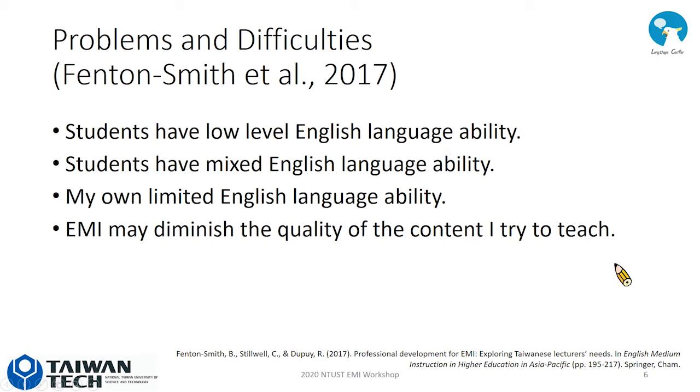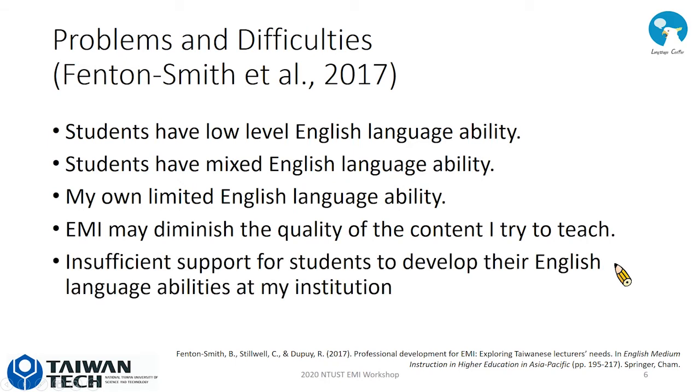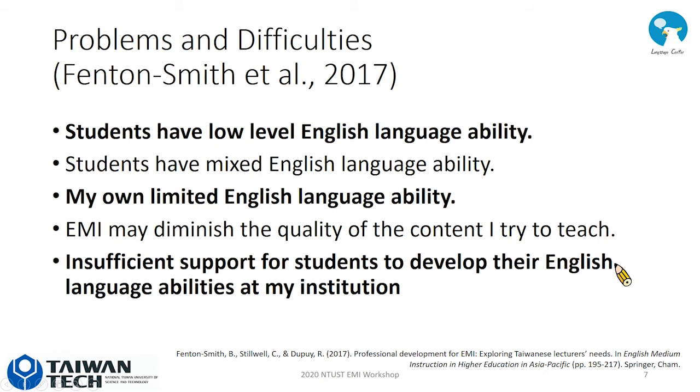Some teachers will complain that, well, it's slower. Like, I cannot cover everything that I want to cover if I teach it in English. So that's another problem. And finally, insufficient support for students to develop their English language abilities at my institution. They think that their students' English proficiency is not good enough, so they want their institute to support them. Okay? So in my talk, I'm going to talk about these three things. If your students' level of English is low, or your own English language ability is not that good, or you find you need support for students. Okay, I'm going to talk about these three.